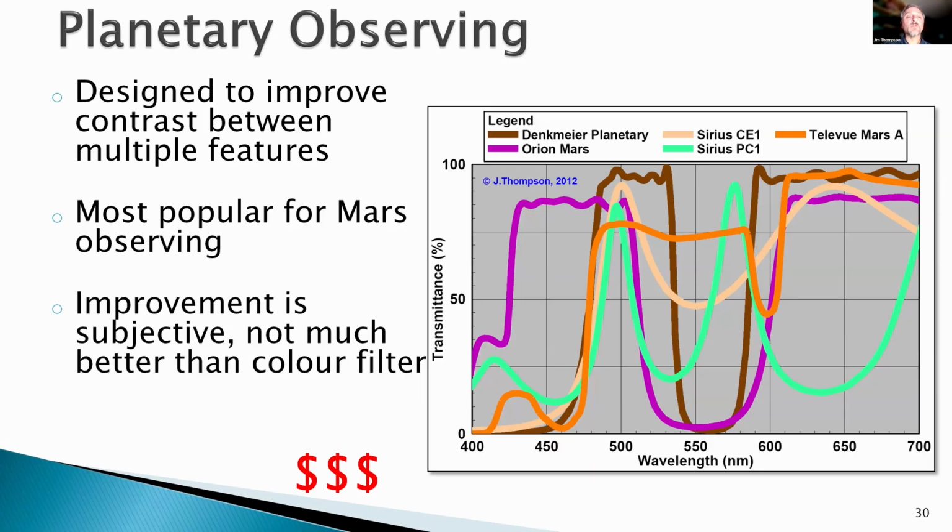I also have a general caution regarding the transmissivity of these filters. Some of them cut a very large percentage of the incoming light, making them unsuitable for smaller aperture telescopes. For example, the Orion Mars filter I personally found too dark for use with my 8-inch SCT.